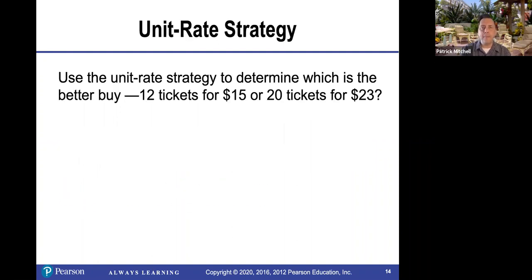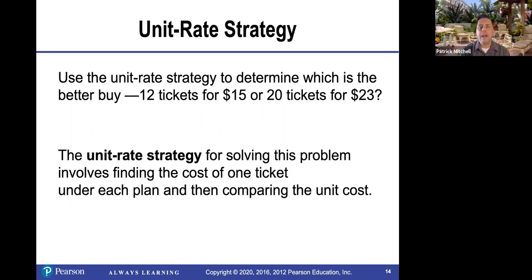Another way to solve that problem is to use the unit rate strategy. So now we'll use the unit rate strategy to determine which is the better buy, 12 tickets for $15 or 20 tickets for $23. The unit rate strategy for solving this problem involves finding the cost of one ticket under each plan and then comparing the unit cost.